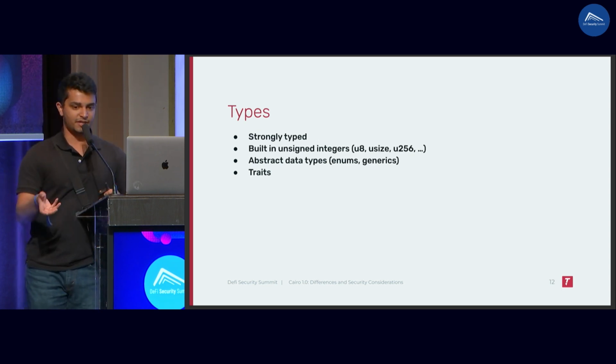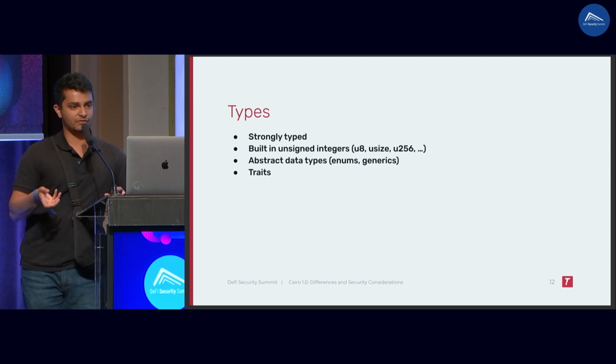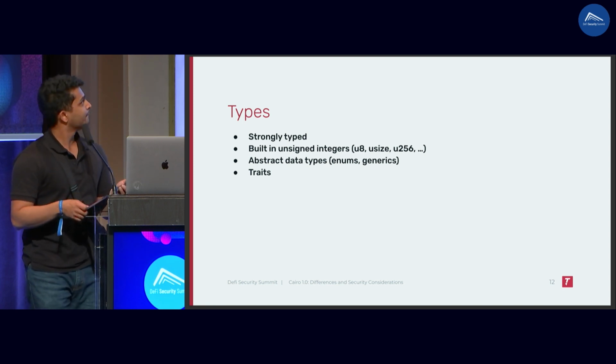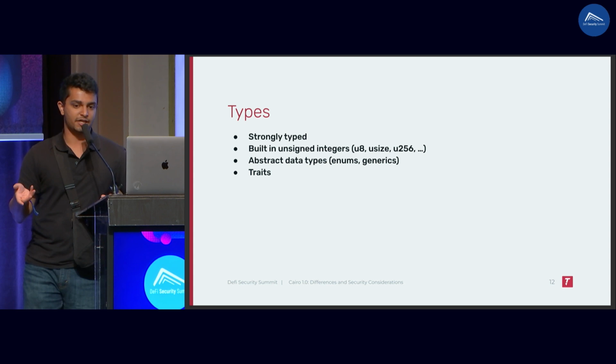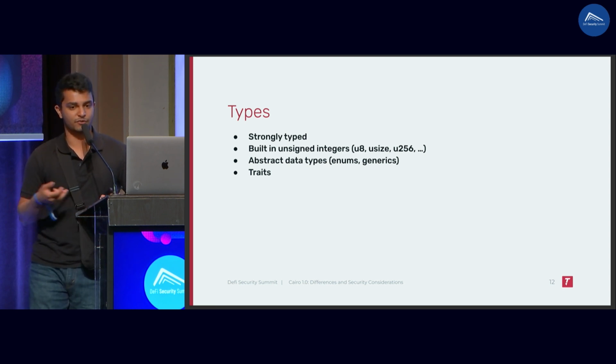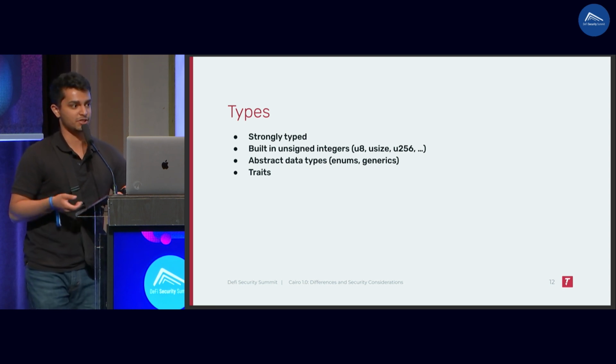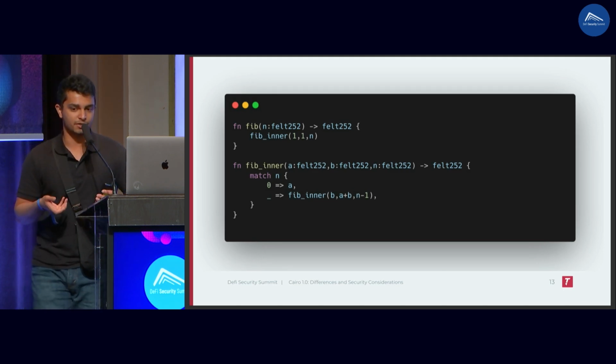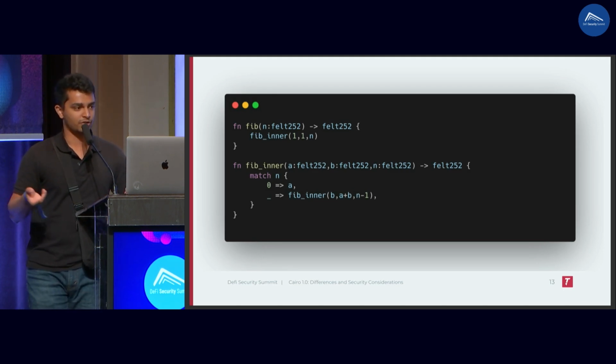We also have types. Since Cairo is like Rust, it's strongly typed. There's no more everything's a felt. You have things like u256, u128, usize, etc. One caveat I'd like to mention is the native felt type is still there, but it's not overflow safe. The other types like u256 are. Also, we have abstract data types like enums, generics, and traits, which is what the contract implementations use. So here's an example of how you would write the Fibonacci sequence in Cairo 1.0.